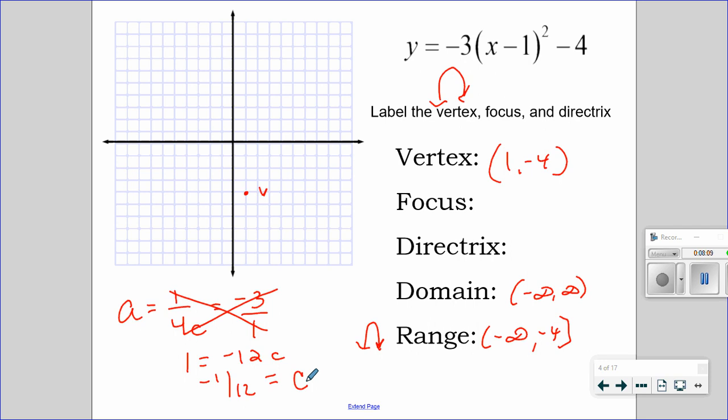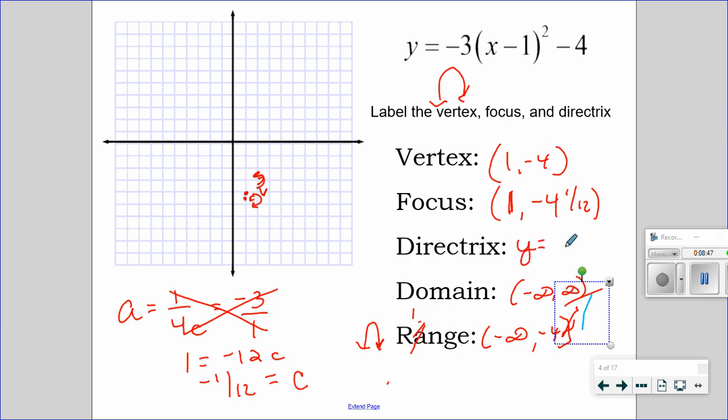So the focus is still going to stay at that x = 1, and it's going to be 1/12 of a unit down, right? So that's just going to be -4 and 1/12. So that's really, really close, kind of can't even draw it, focus. Directrix is going to be 1/12 that way. Sorry about that. So my directrix is going to be y equals, because it's a horizontal line, 1/12 away is going to be -3 and 11/12. So it's going to be really, really close to that vertex.